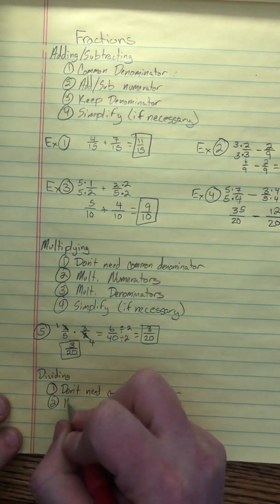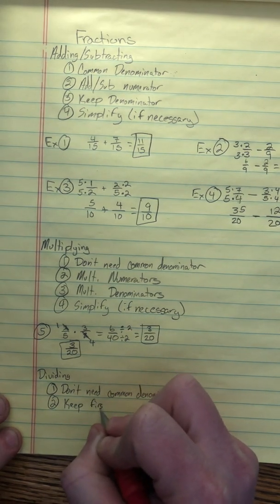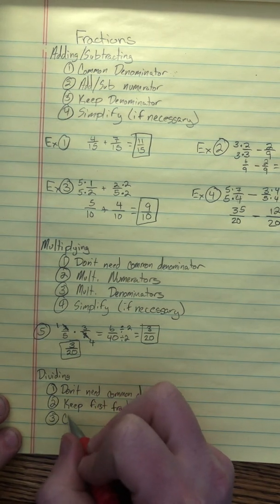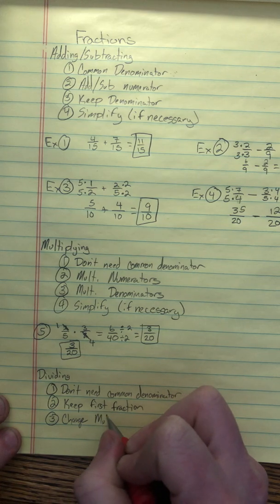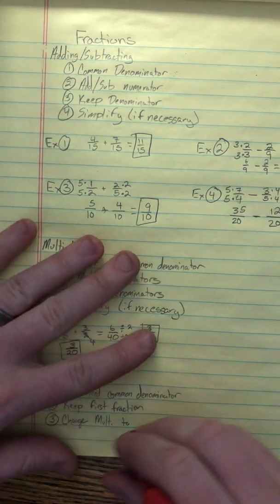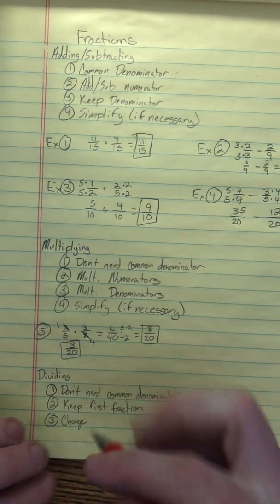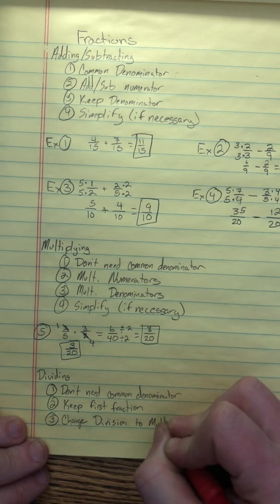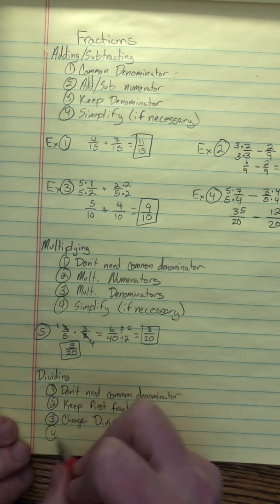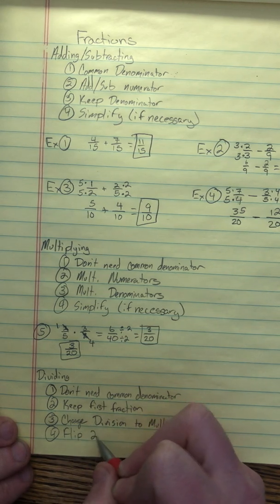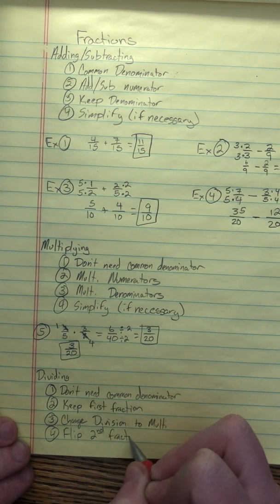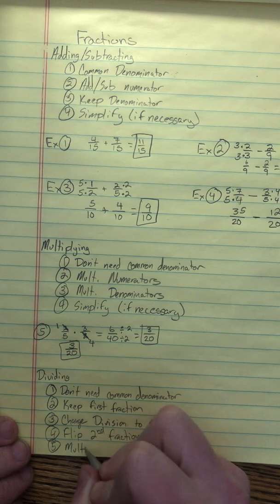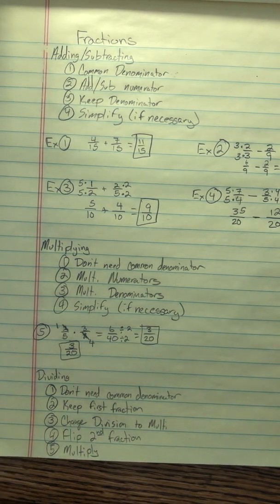Step 2. Keep first fraction. Step 3. Change division to multiplication. And step 4, flip second fraction. Step 5, multiply. So let's look at an example.